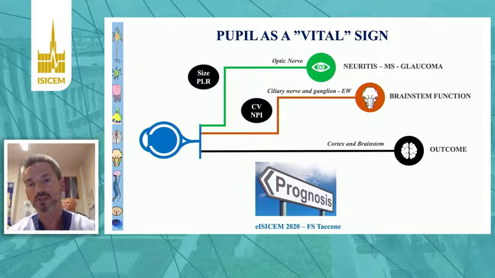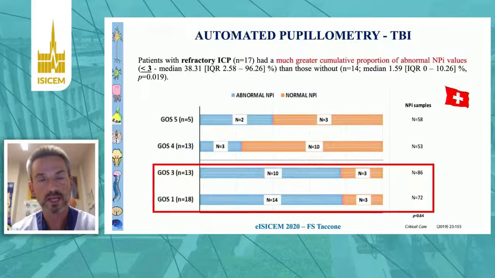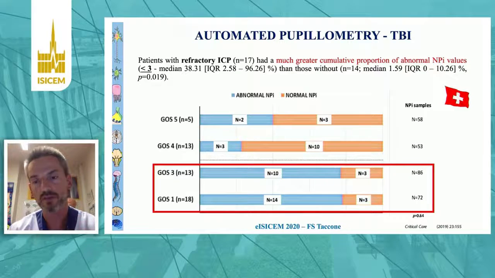Because we can assess brainstem but partially also cortical function, this pupillary assessment through the pupillometry can give information about prognostication. About TBI, this is the paper from Switzerland. You can see that the greater time spent with abnormal repeated NPI values was observed with patients with the poorer outcome. So again, the importance to repeatedly assess pupillometry and assess NPI, and when these NPI values are repeatedly altered, this can identify patients with a high probability of poor outcome.